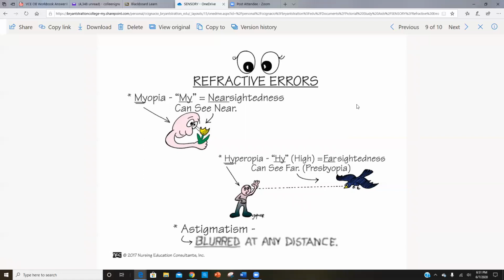Okay, so myopia is nearsightedness, distant objects appear blurred. Hyperopia is farsightedness, close objects appear blurred. Presbyopia is farsightedness associated with aging. So that is your patient that may not have worn glasses their whole life until they get into their mid-40s. They now are requiring glasses for reading. So this is a progressive condition in which the lens of the eye loses its ability to focus. So those are our refractive errors.